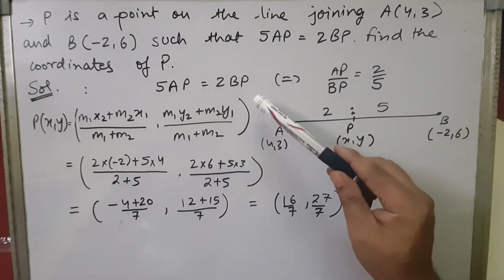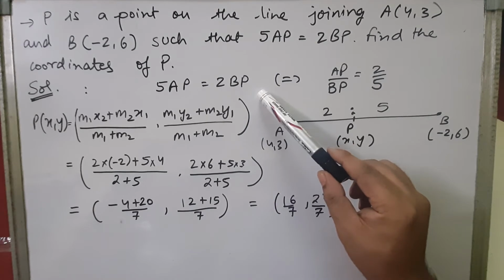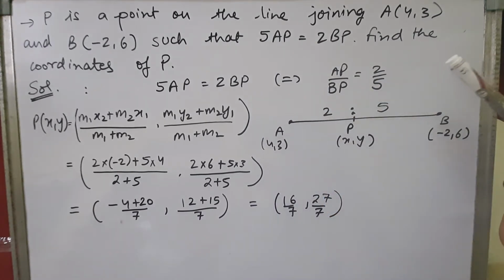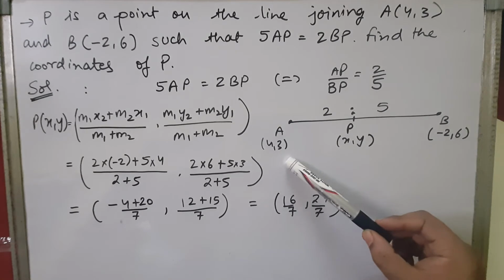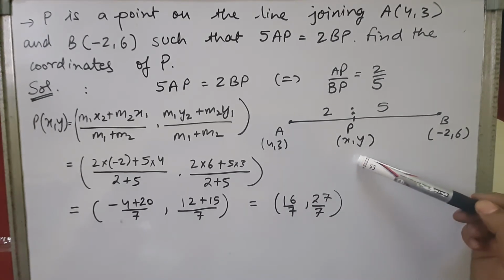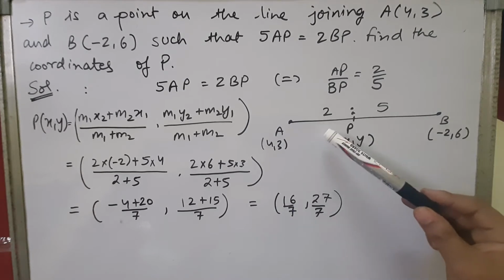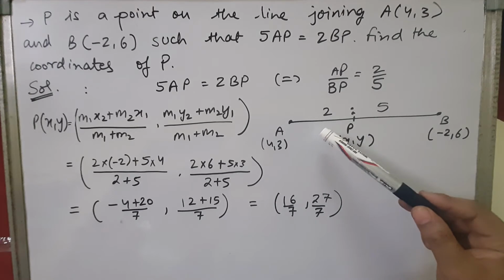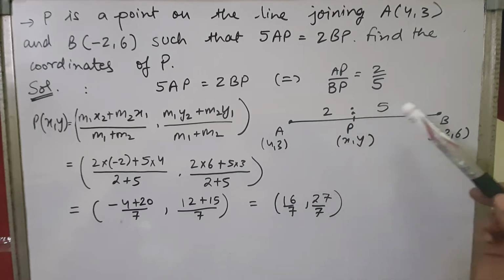So let's start the solution with the given condition 5 AP equals 2 BP. When we cross multiply, we get the ratio AP upon BP equals 2 by 5. Right. That means if A is (4, 3) and B is (-2, 6), and the coordinates of P, let us assume, are (x, y), the ratio AP upon PB is 2 is to 5. That means M1 is 2 and M2 is 5.